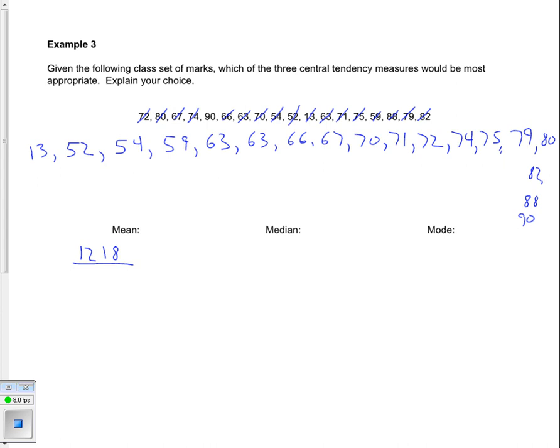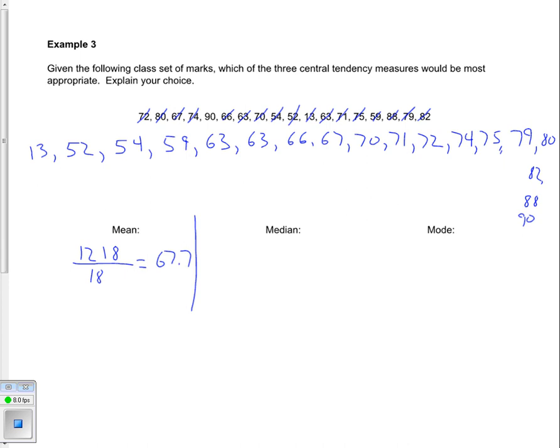So 1218 divided by 18 gives me an average, or a mean, of about, we'll round it to 1 decimal place, 67.7. Okay, so that's my mean.